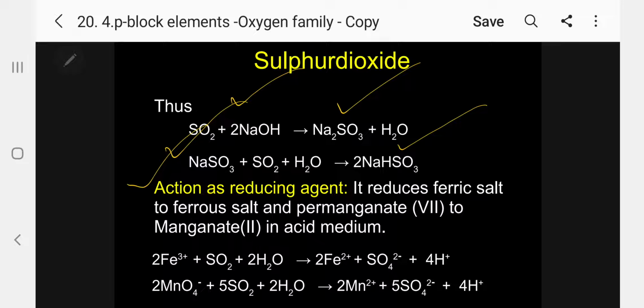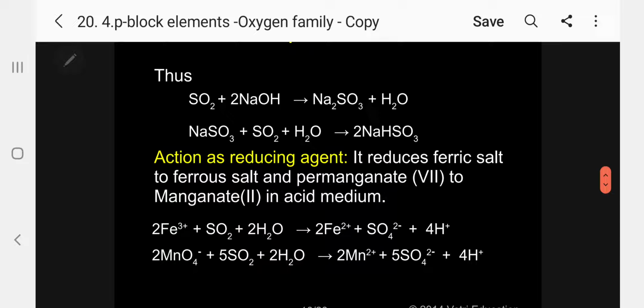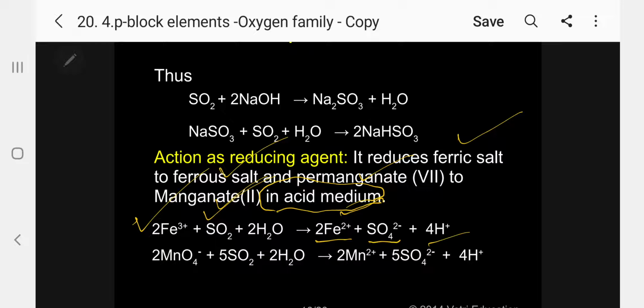The next important action is action as a reducing agent. Sulfur dioxide is a powerful reducing agent. It reduces ferric salt to ferrous salt, and permanganate to manganese in acid medium. So just see here: ferric ion is given, you can think of ferric chloride. Just pass sulfur dioxide in the presence of water, kindly follow. It is actually in acid medium. So it is converted into ferrous ion, and the sulfur dioxide is converted into sulfate with the corresponding H+.